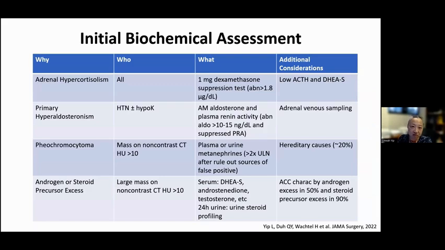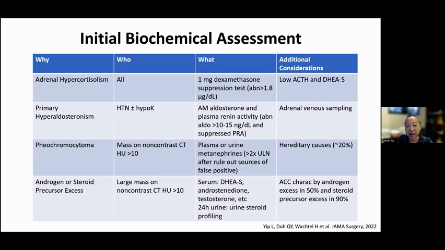This can also be found in the AAES adrenalectomy guidelines, which was published 2 years ago in JAMA Surgery. Both Dr. Du and myself were authors on these guidelines, but this is a truncation of a table that's in there. I think the key things are that all patients should be assessed for adrenal hypercortisolism. The most sensitive test is a 1 milligram overnight dexamethasone suppression test. I usually will check an ACTH and DHEAS at the time of their presentation as well, just to make sure that we're really looking at adrenal hypercortisolism.